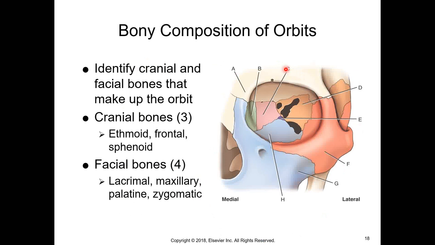And then here is a nice image, which you should really take a good hard look at. Make sure that you know everything on this image. You want to be able to identify the cranial and facial bones that make up the orbit. So let's go through them now. A is pointing towards your frontal. B is pointing towards your lacrimal. C is pointing towards your ethmoid.